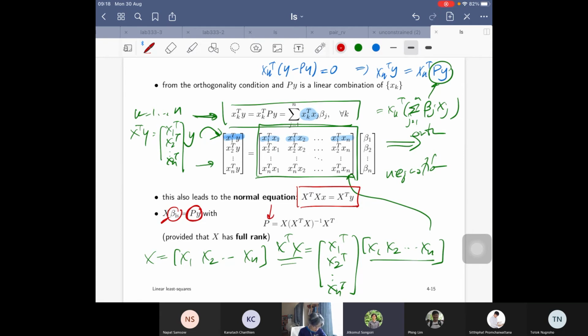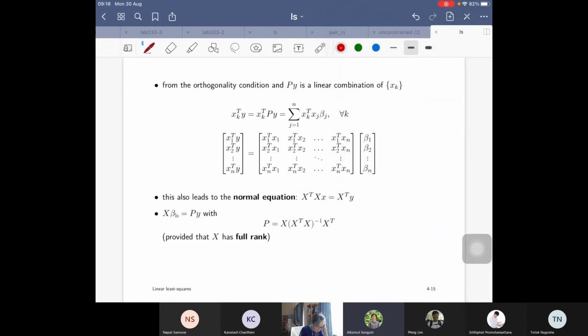It is called projection matrix because when you multiply P on the original vector y, it gives you the orthogonal projection of y onto the range of X. So your P is this matrix. Of course, this is provided that X is full rank, so that this inverse exists.